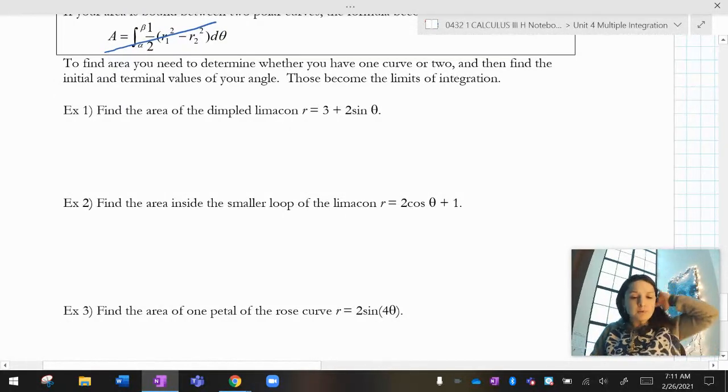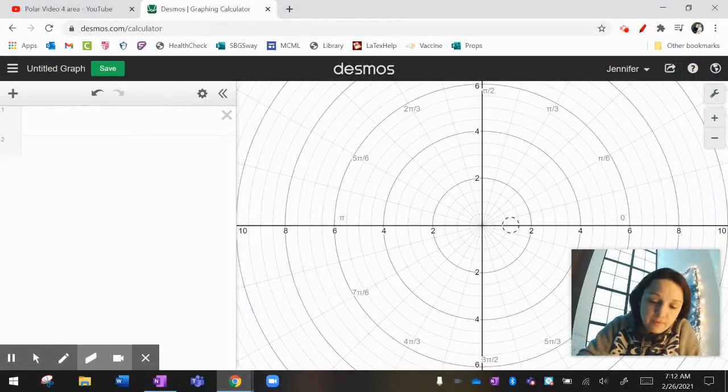All right, so to define the area, you need to determine whether you have one curve or two, and then find the initial and terminal values of your angle. Those become the limits of integration. Okay, cool. So find the area of the dimpled limacon, r equals 3 plus 2 sine theta. So let's go back to Desmos.